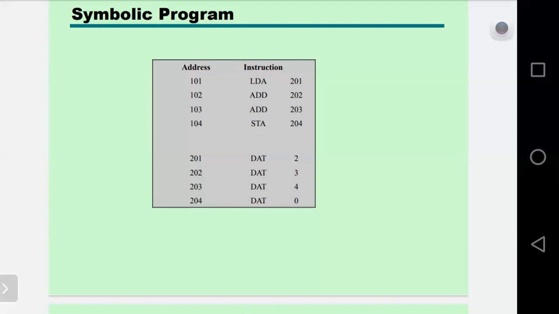Like LDA, LDA means load address, ADD means add, again ADD for add, STA for store, DAT for data. So at the 201 location there is data, at the 202 location there is data, and these are the instructions. In the symbolic form, our work is reduced. It is difficult to remember all the forms, like 2 is for load, 1 is for add, 3 is for store. It is very difficult to remember. But instead of this, we can use a mnemonic code, a short form of English, which is very easy to remember, like LDA for load, ADD for add, STA for store, in the symbolic program.